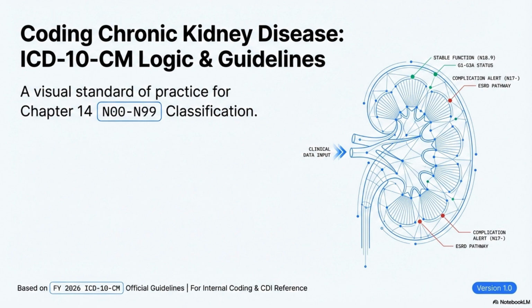Today, we're covering the ICD-10-CM guidelines for Chapter 14, Diseases of the Genitourinary System, codes N00 through N99. In this session, we'll walk through the chronic kidney disease severity gradient, the priority rules for code assignment, post-transplant logic, and how comorbid conditions influence sequencing and overall coding accuracy.